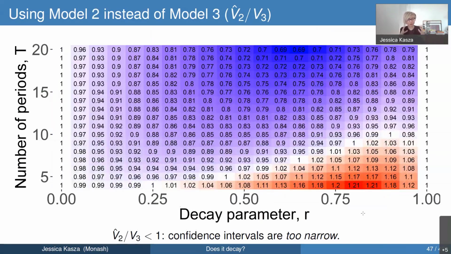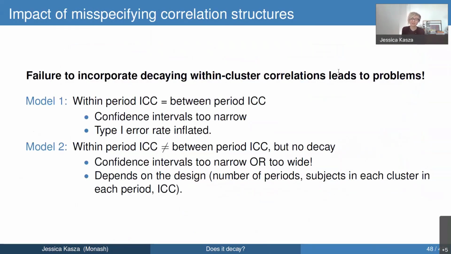What happens if we fit this model 2, this block exchangeable model, instead of this decaying correlation model? So here we get something a bit different going on. So sometimes our confidence intervals are going to be too narrow. We've sometimes got values less than 1, but sometimes our confidence intervals are going to be too wide. It depends on the number of periods we're considering and the decay parameter we're considering. So it's difficult to know. But the point is that the failure to incorporate a decaying within cluster correlation leads to problems.